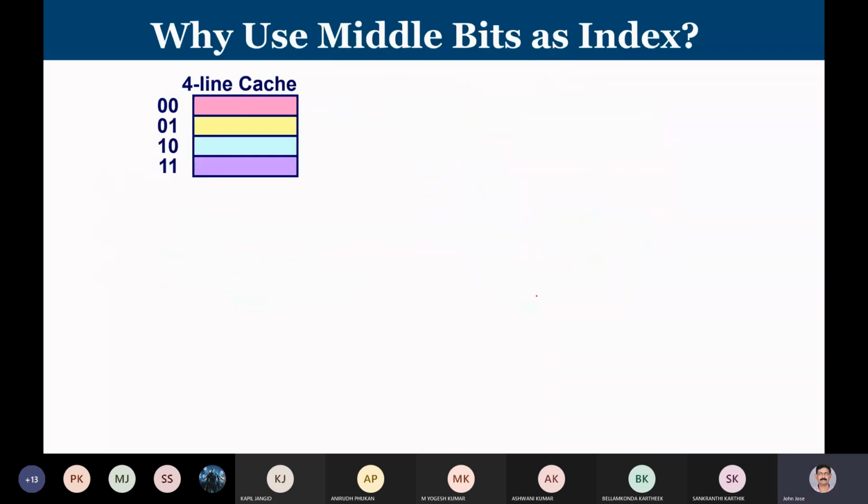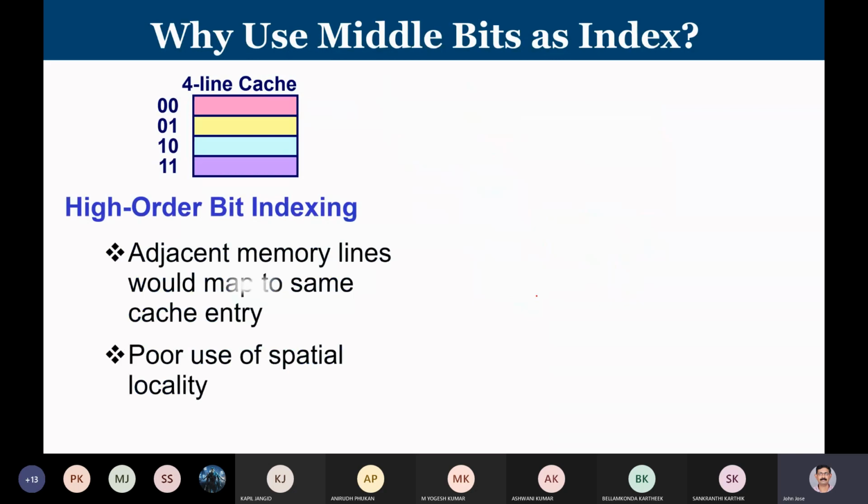Now why use middle bits as index? So we have tag, index, and offset. So this is the principle: tag, index, and offset. Now why am I using these bits for indexing? Why can't that be the tag? If I use higher order bits for index, had I used index, tag, and offset, let me not conclude about offset. If indexing and tag are like this, then adjacent memory lines would map to the same entry.